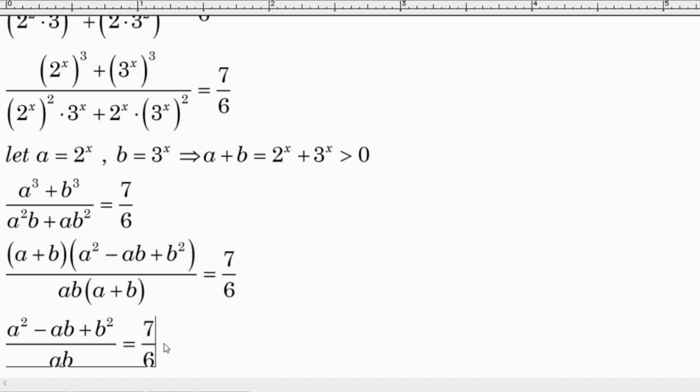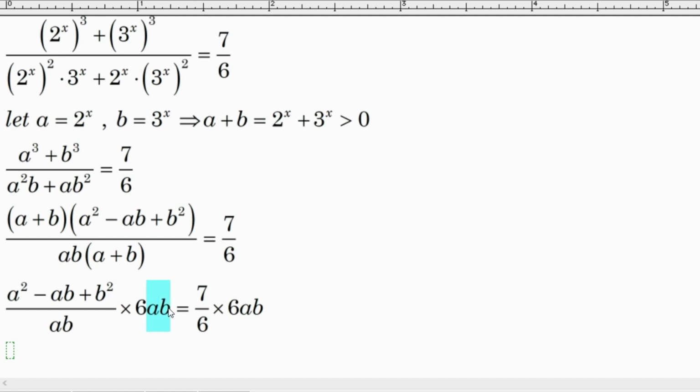Okay, so now we can multiply both sides of the equation by 6ab. Then we can simplify the first side of the equation with 6ab, and the second side of the equation can also be multiplied by 6ab. Now we can simplify ab with ab here, so we get 6 times this factor, and then equal to. Now we can simplify 6 with 6 here, so we are left with 7ab.